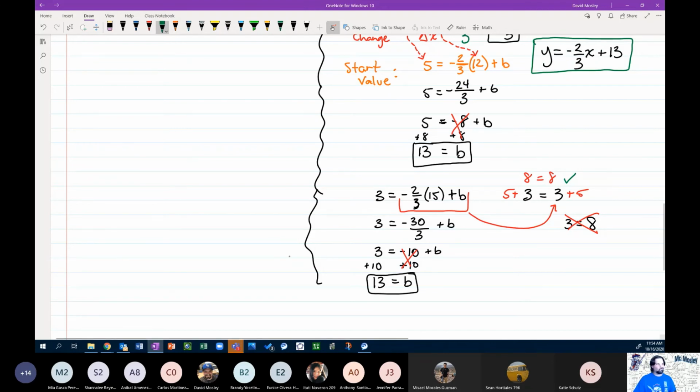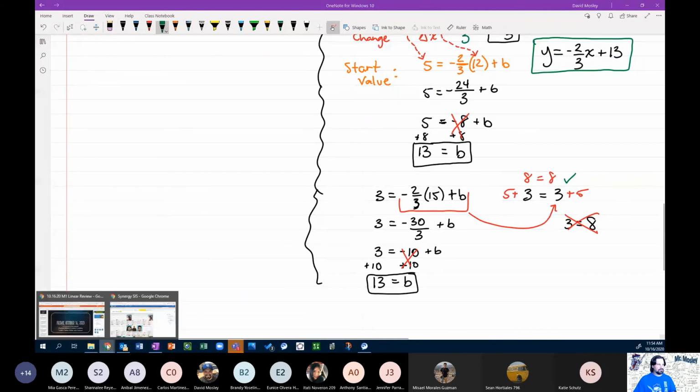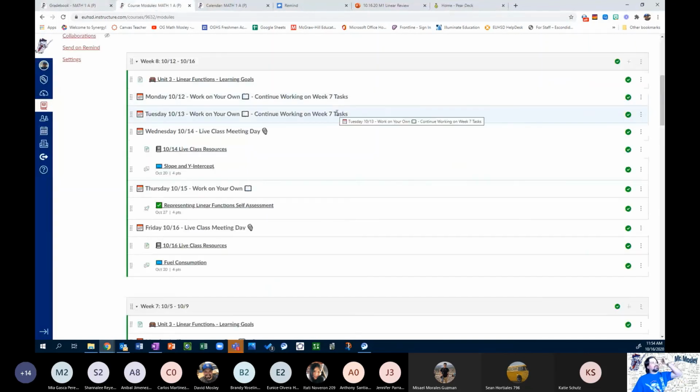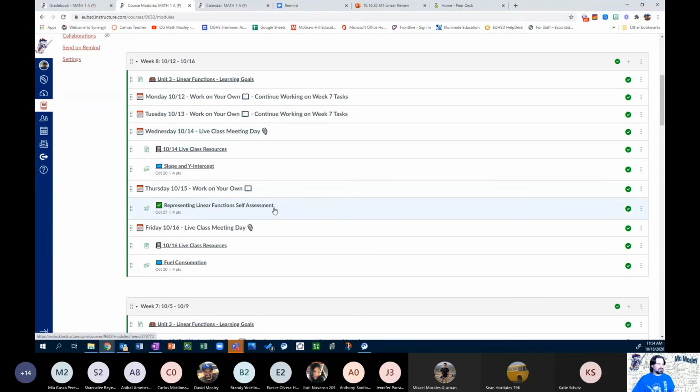All right. So guys, you're welcome, Christian. So week 8 module, we have this representing linear function self-assessment. This is the first self-assessment we've done this year.